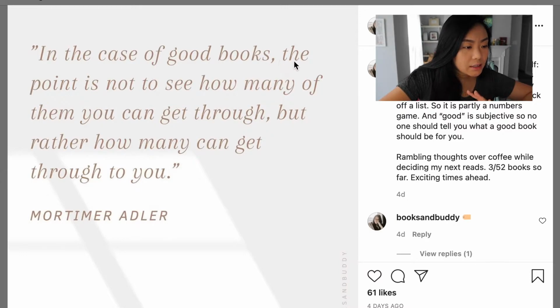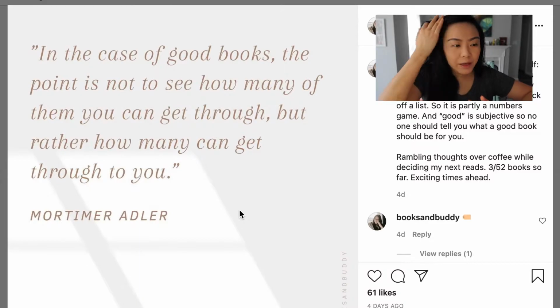So the first one says, "In the case of good books, the point is not to see how many of them you can get through, but rather how many can get through to you." Mortimer Adler. Now take a look at this and see what is wrong. Do you see anything a little bit awkward with the way that your eyes read the post? What about how the lines are separated?